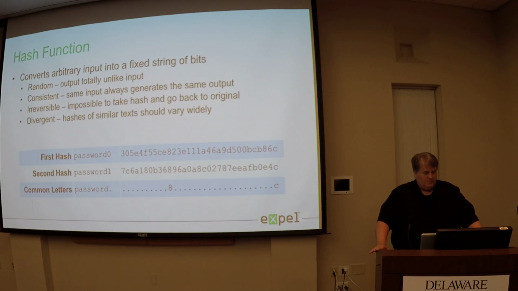And then also they're divergent, in that hashes of very similar text can be totally different. And I'm trying to illustrate that here. We have 3 different words. We're hashing password 0, password 1, and just password. And you can see that in all but 2 nibbles, so all but 8 bits, they're completely different. And the text is very close, but the hashes are totally unlike each other.